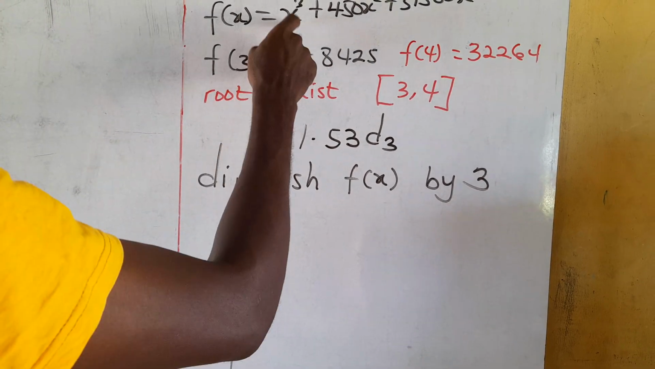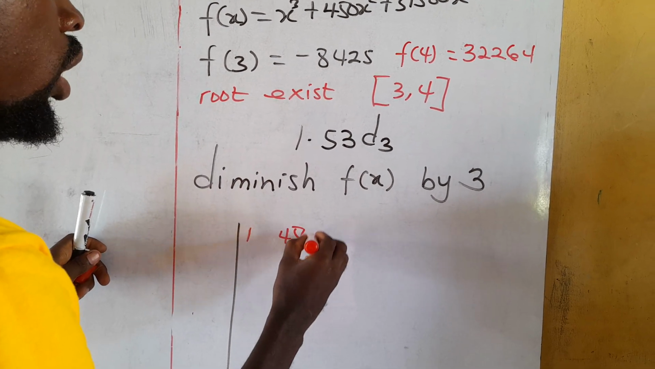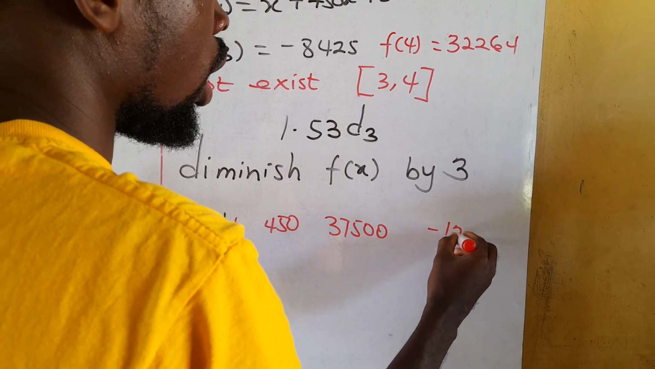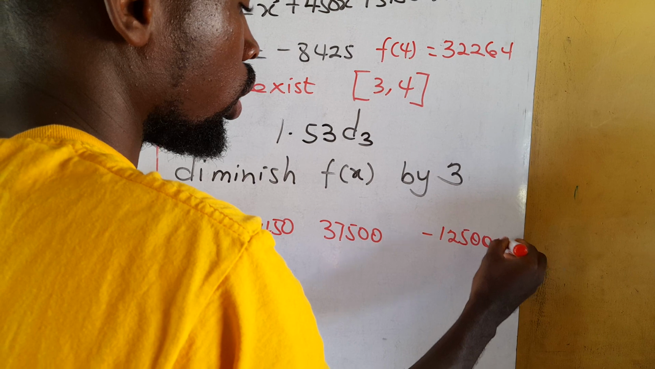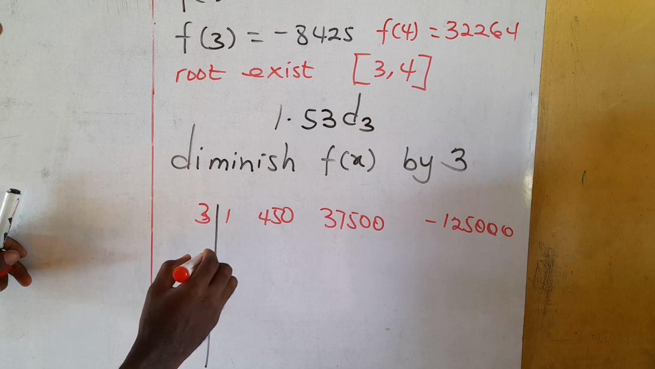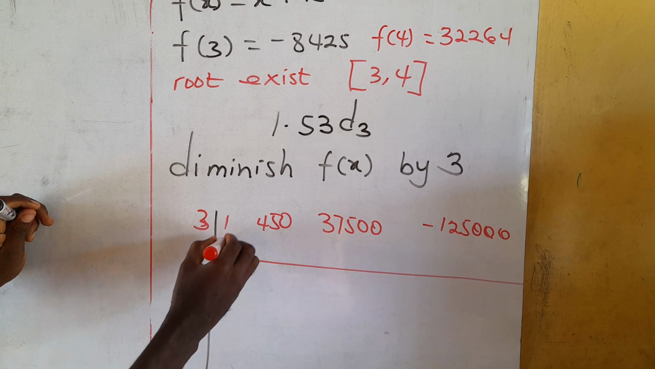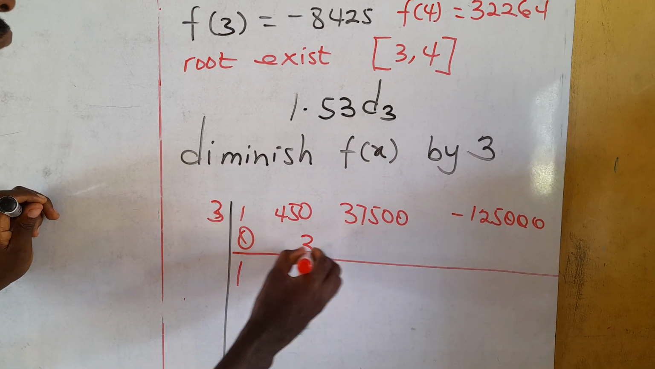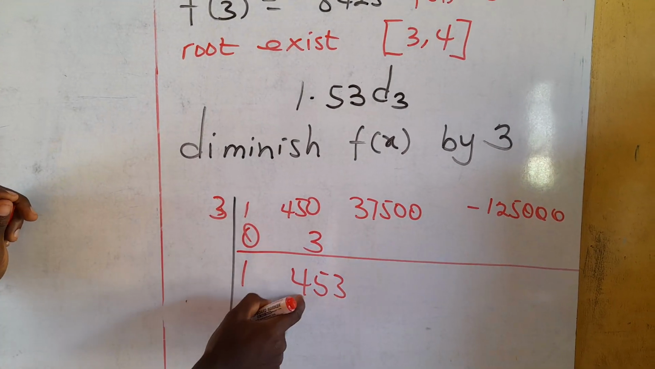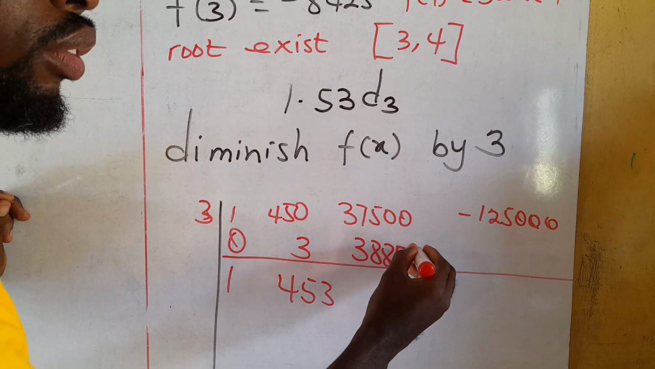We write the coefficient of our transform equation. That's 1, 450, 37500, then negative 125000. So what do we do? We use the 3 to diminish that, so 3. Then 1 plus nothing is 1, that's 0. 3 times 1 will be 3. 450 plus 3 will be 453. 3 times 453 will be 1359.